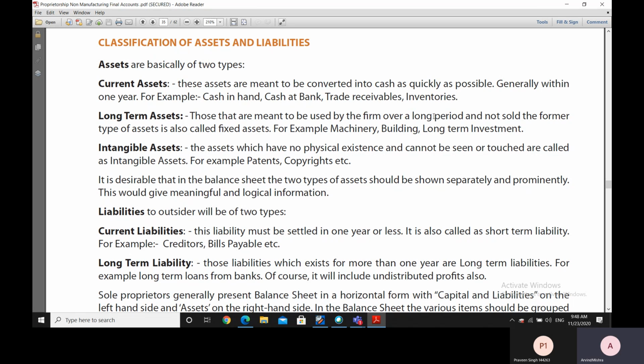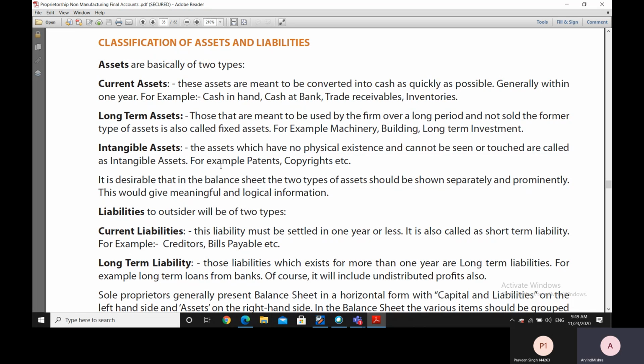They will be used by the firm for over a long period and will not be sold. So among the long-term assets, the longest period assets will be the fixed assets. For example, machinery, building, long-term investment. And the third type of assets are the intangible assets, which have no physical existence at all and cannot be seen or touched or felt by any senses. They are called intangible assets. For example, patent, copyright, etc. are intangible assets. So there are three broad categories of the assets.